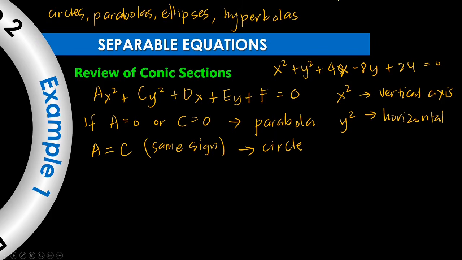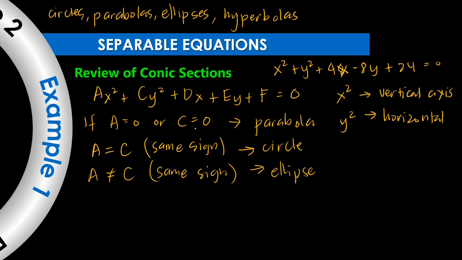Usually, but not always. Next, what if the coefficients a and c are no longer equal and also they have the same sign? So we will have an ellipse. So once again, if the coefficients of x squared and y squared, so that means a and c, are not equal, but they have the same sign, the conic section is an ellipse.